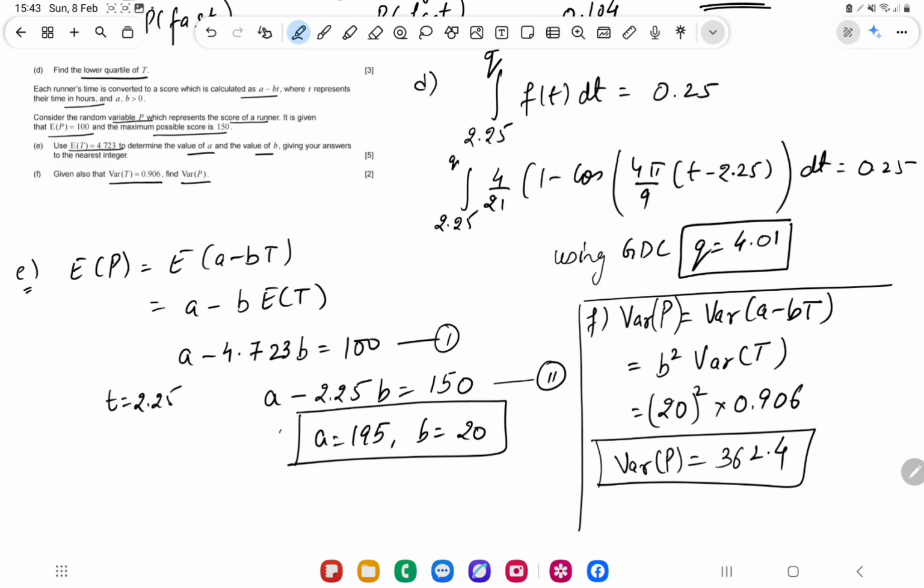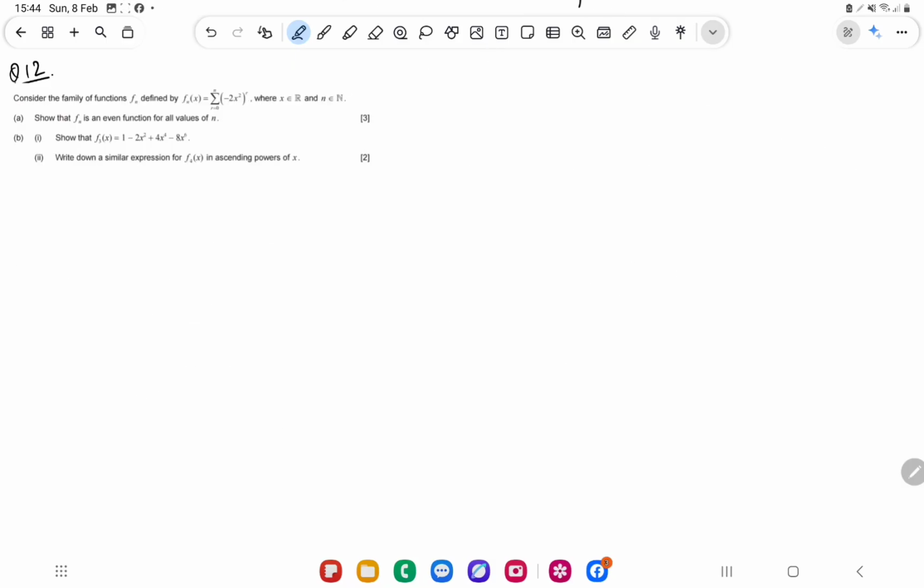Now let's move to question number 12. In this question, the function is given to me like this, and in A part I have to show that f_n is an even function for all x. Now to show that, if I replace x with minus x and I am still getting my function back, it means it is an even function.